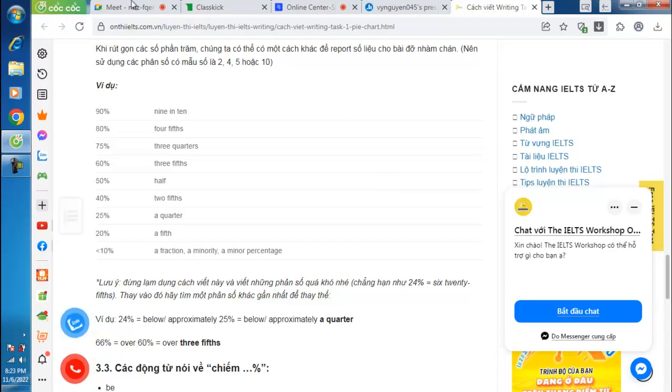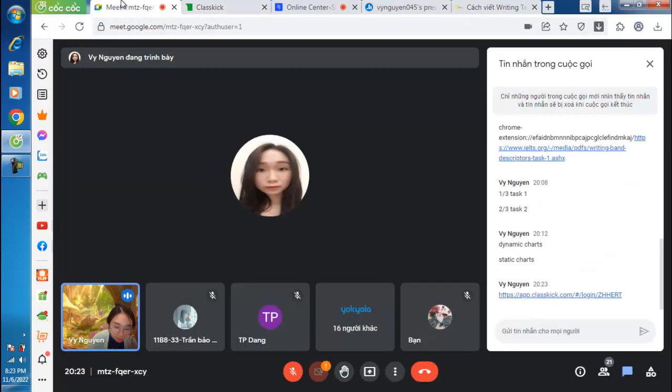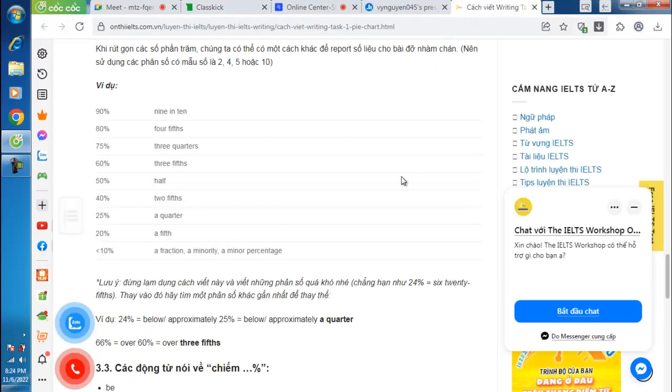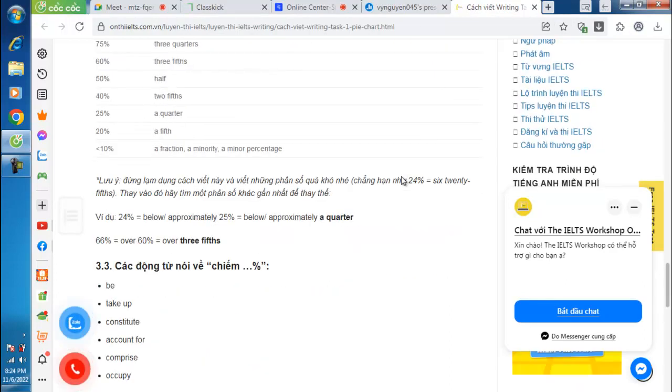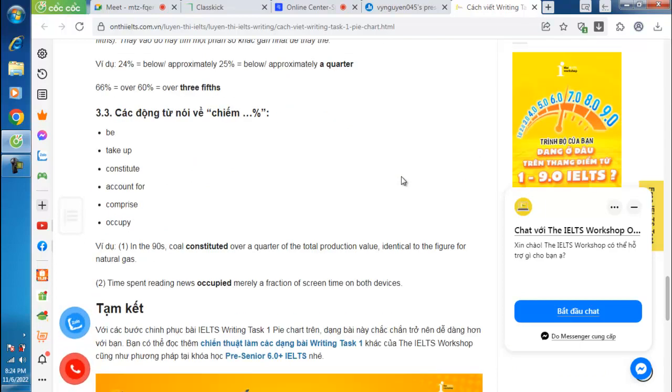Okay, I want you guys to do the first one. These are different types of diagrams in IELTS. For the first one, you fill in the gaps. Just type.